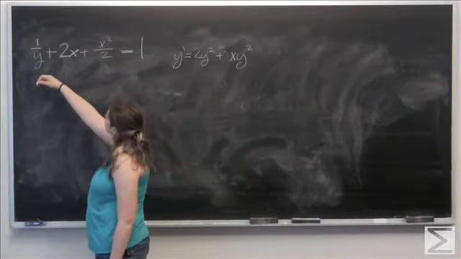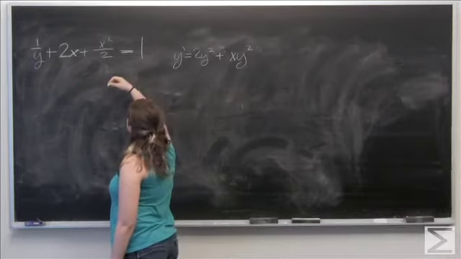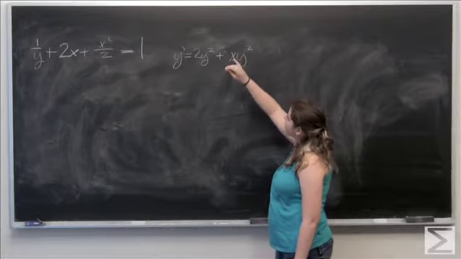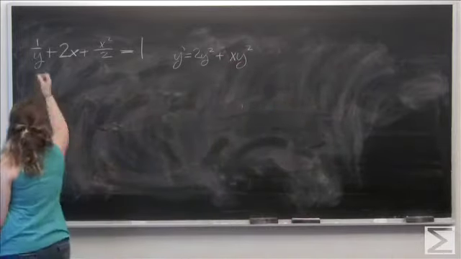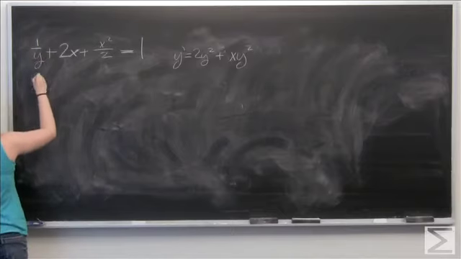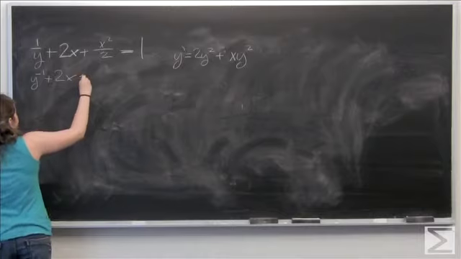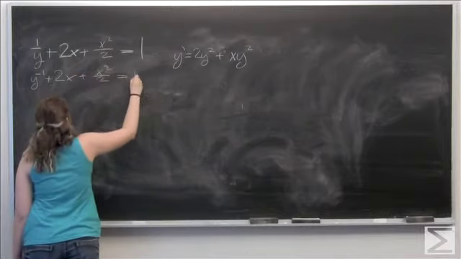We're given this equation: 1 over y plus 2x plus x squared over 2 equals 1. We want to find y prime equals 2y squared plus xy squared. Before we start, I'm going to rewrite 1 over y as y to the negative 1, plus 2x plus x squared over 2 equals 1.